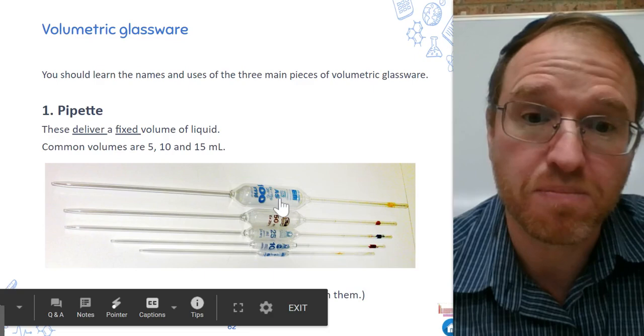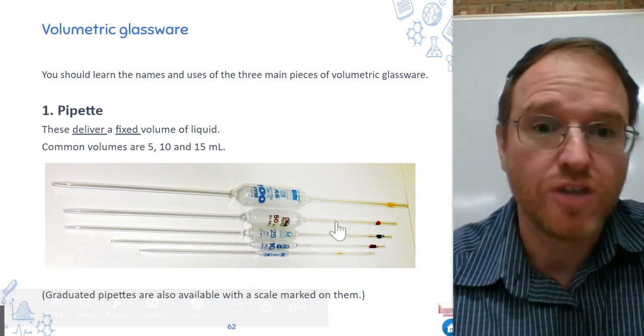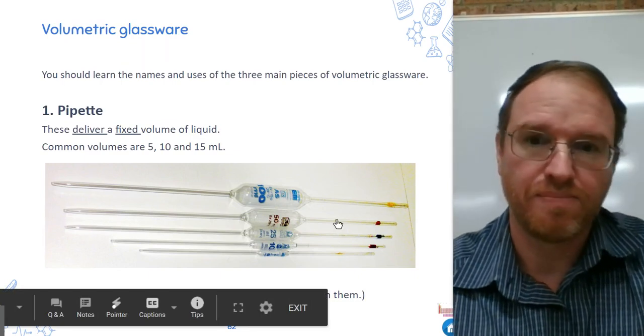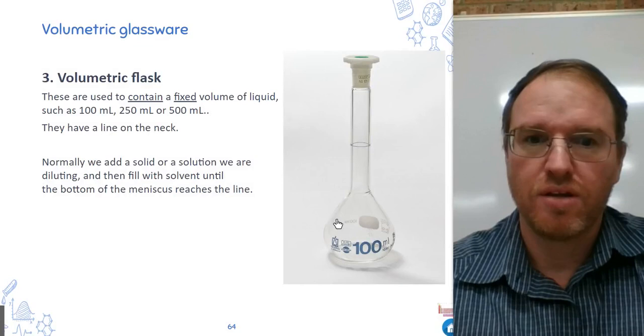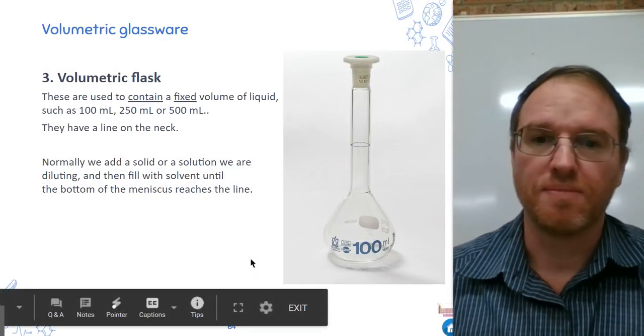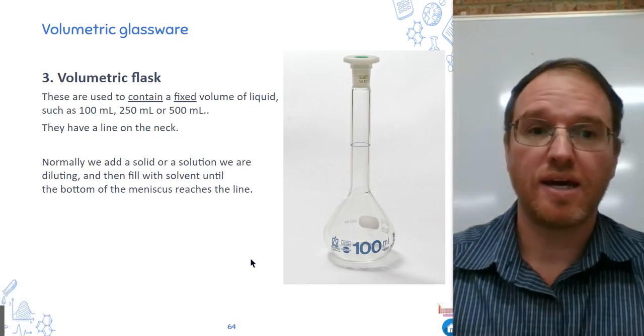So these pipettes, they have a line on them as well. You can maybe just see one there, and it's on the narrow bit where the liquid is moving very quickly as you add it or take it out. And it's the same with the volumetric flask. The neck is much narrower, and that improves the accuracy. So they're the 3 bits of volumetric glassware, and in the activity, you will fill in a table.